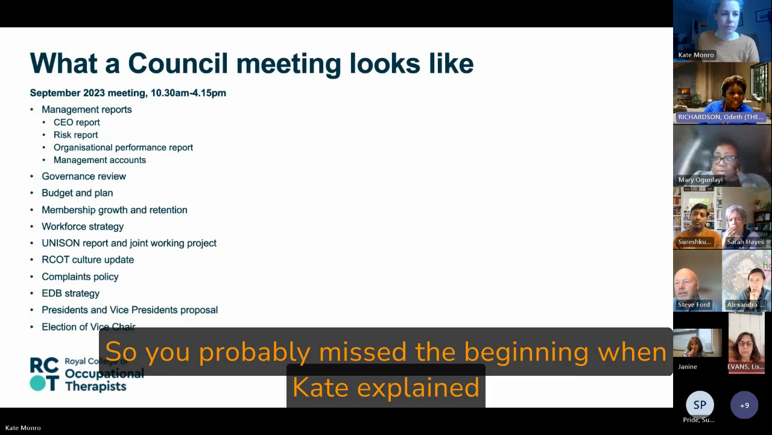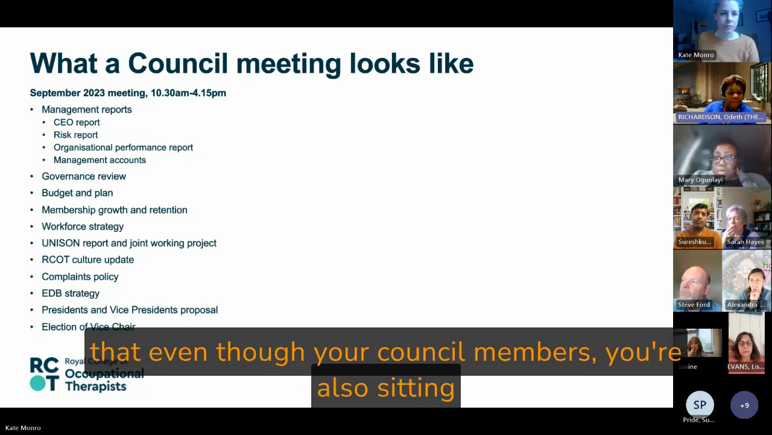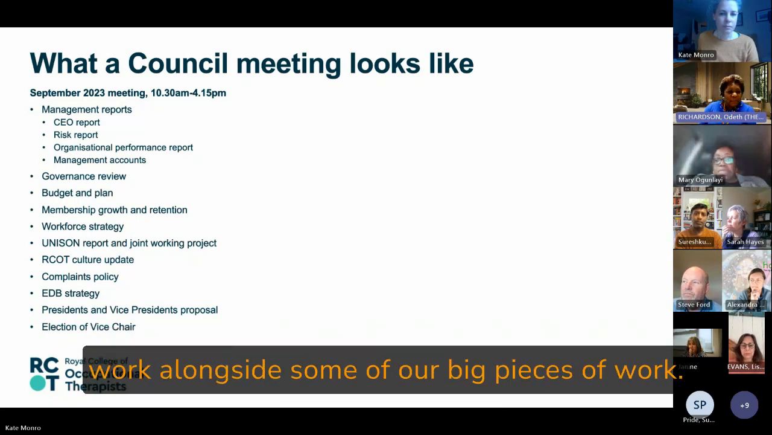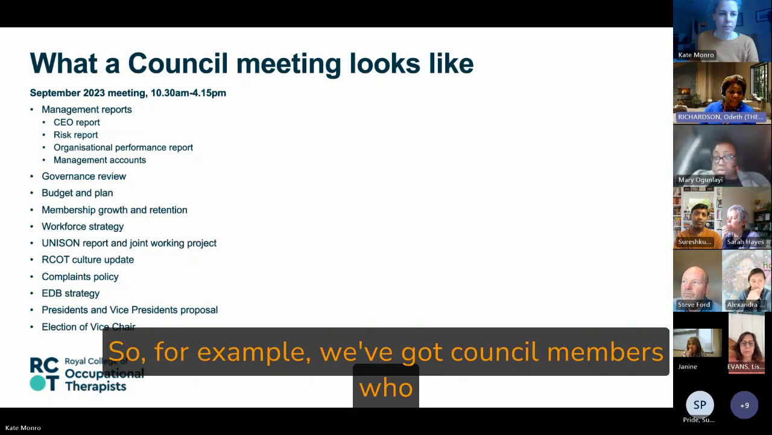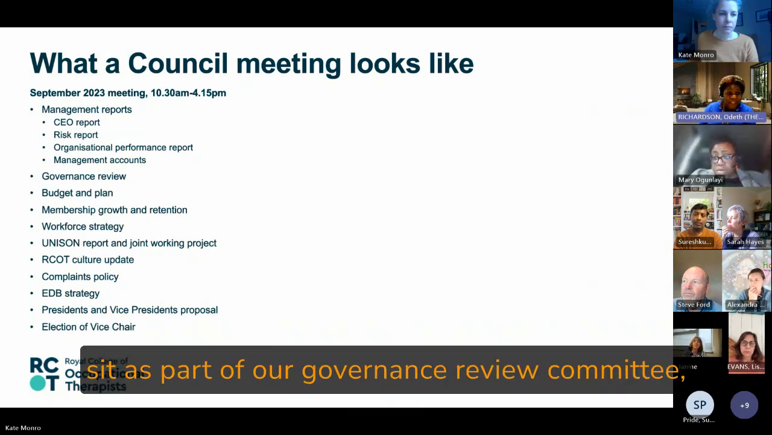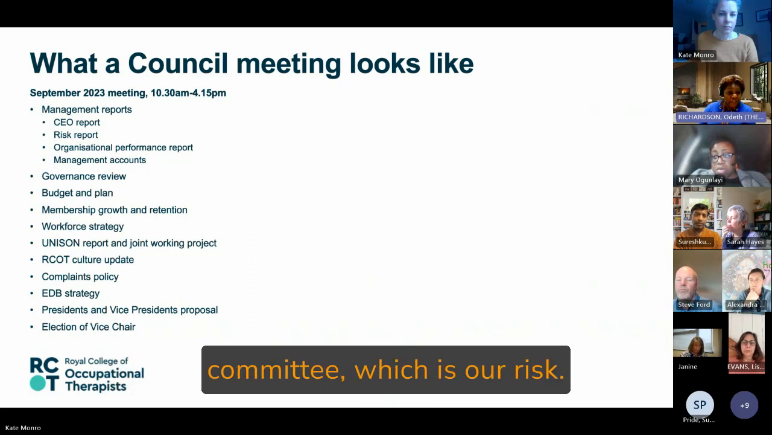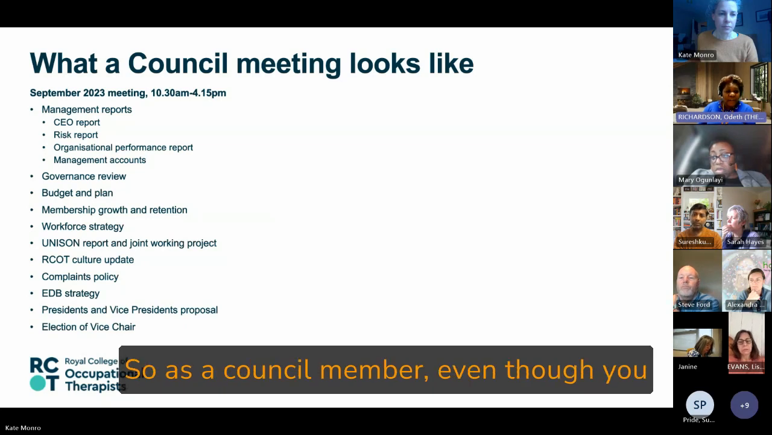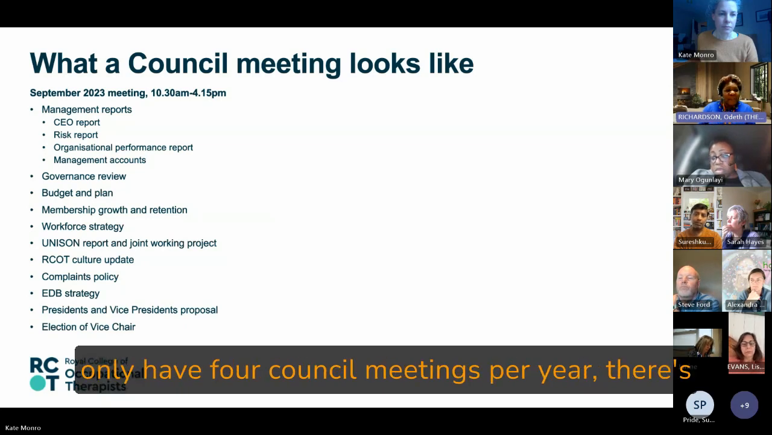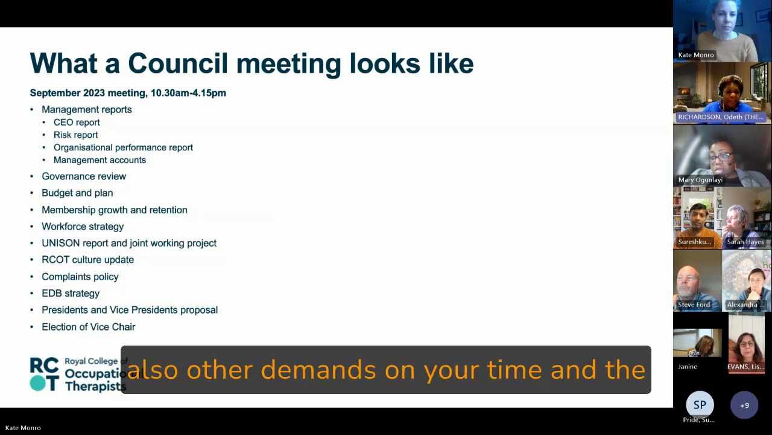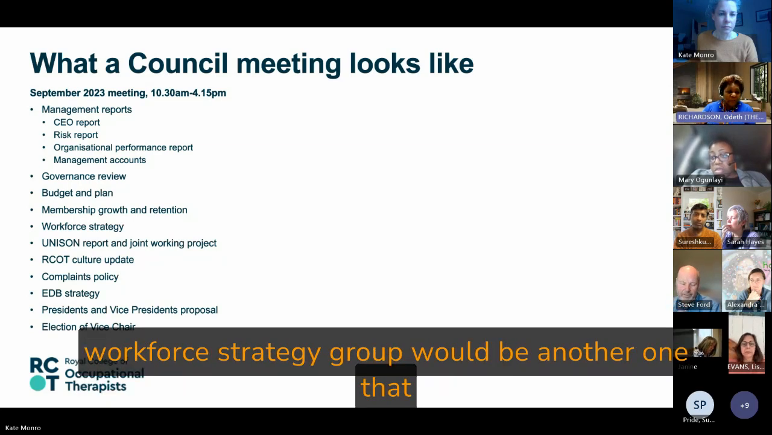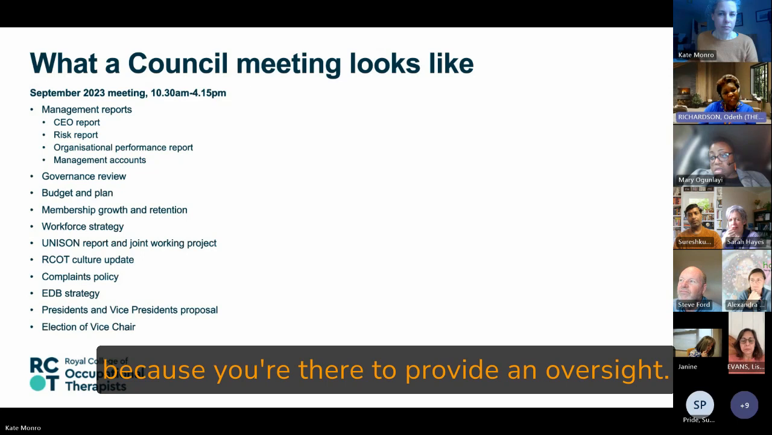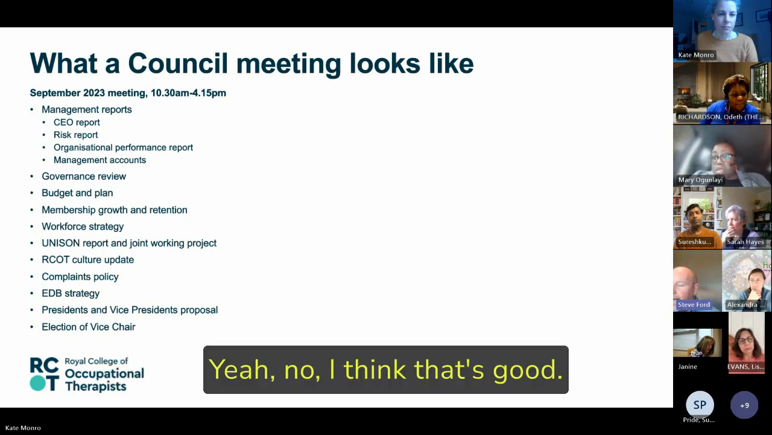So you probably missed the beginning when Kate explained that even though you're council members, you're also sitting on various committees, and we have various committees that work alongside some of our big pieces of work. So, for example, we've got council members who sit as part of our governance review committee. We've got council members sitting at our air committee, which is our risk. We have council members sitting on research committees and so on. So as a council member, even though you only have 4 council meetings per year, there's also other demands on your time. And the workforce strategy group would be another one that a council member would probably sit on as well. So there won't be a conflict of interest because you're there to provide an oversight. But I think that's good.